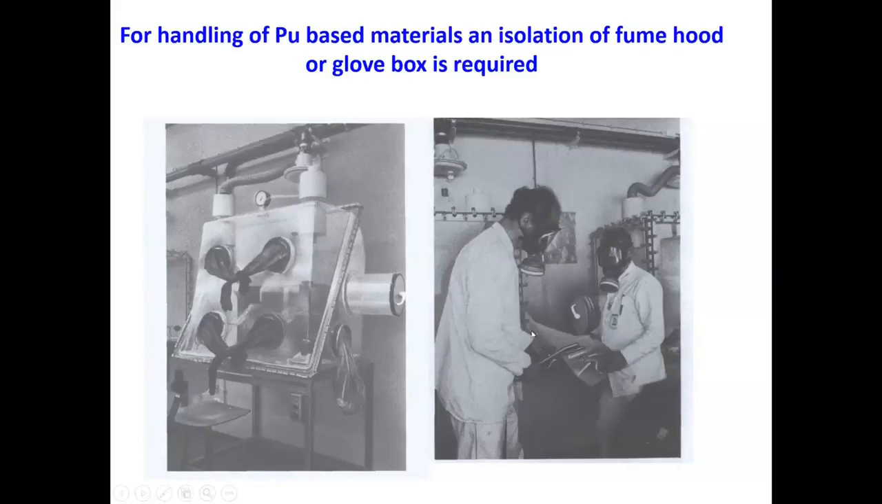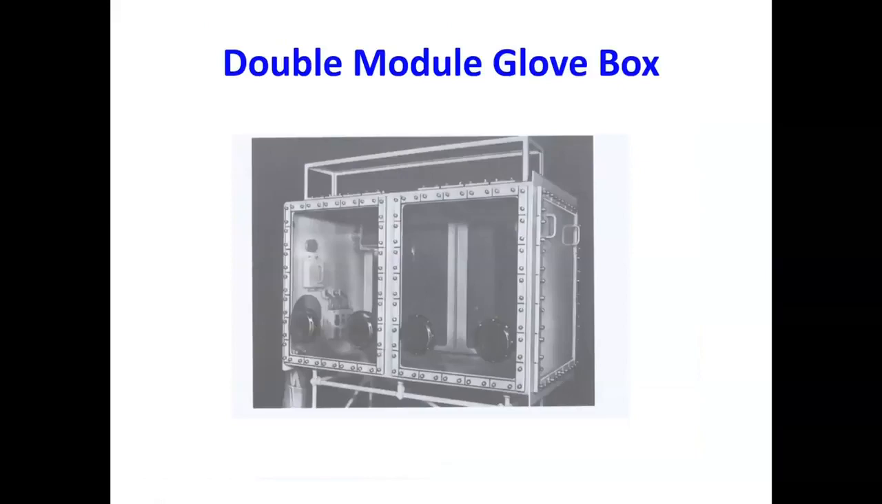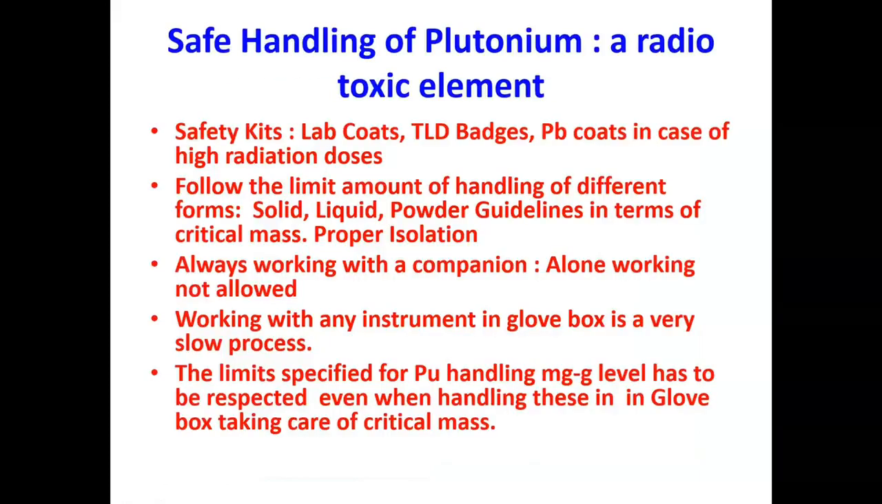I have tried to show how it is sealed. The material is taken out, then it is sealed by a sealing machine, and then it is cut in between so that one part is on that side and one part is on this side. So this is a double module glove box. Why I wanted to show it is that for ICP-AES, ICP-MS, or any other technique analyzing plutonium, you have to keep the instrument inside. And once you keep it inside, operation and maintenance of the instrument and analysis become very, very slow. The work which you can do in 1 hour takes 1 day.